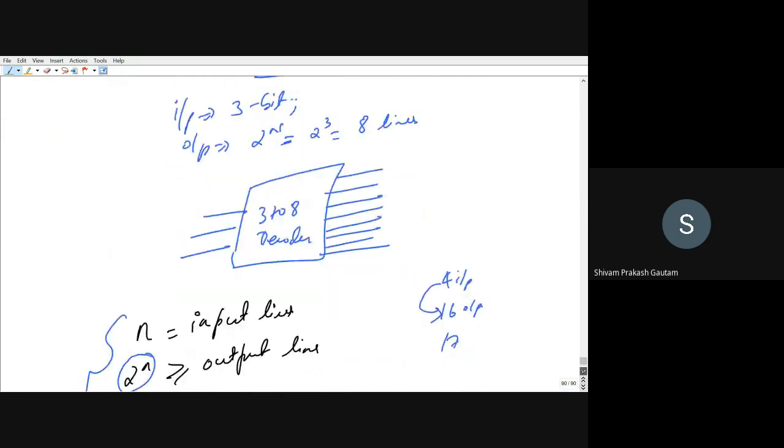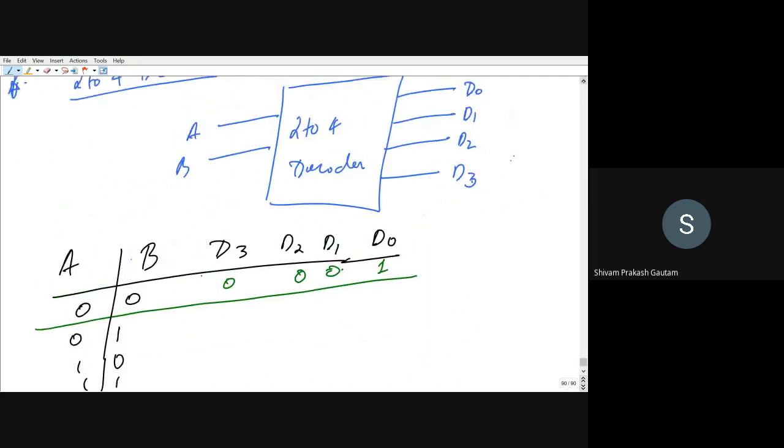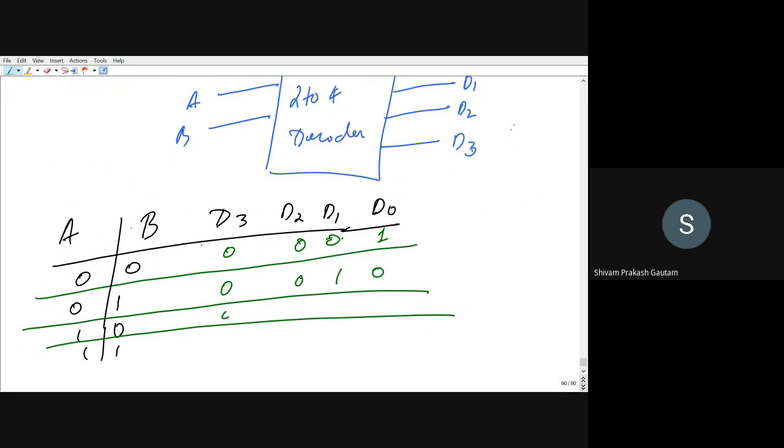So for this 2 to 4 decoder, if you are having 0 0 at the input, then the D0 line will be activated or it will be high. You can see it in the truth table as well. For 0 1, the D1 line will be activated. For 1 0, the D2 line will be activated. For 1 1, the D3 line will be activated. So you can see for each possible combination of input, one line at a time will be high.